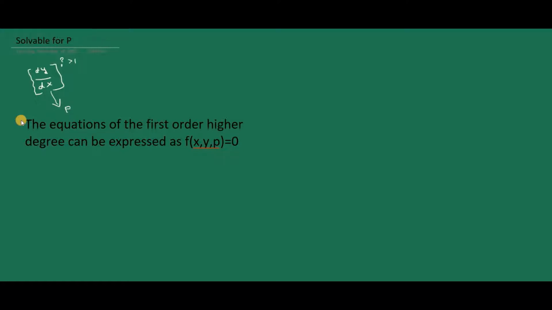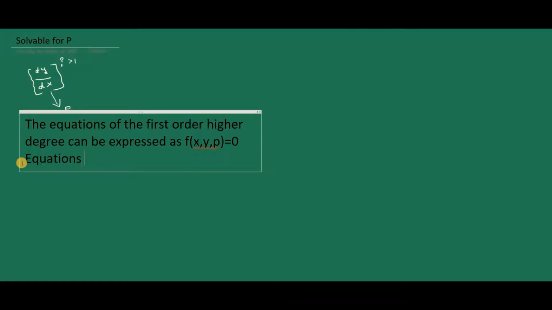Now there are many types of equations which are of the first order but not first degree, considered as equations solvable for p, equations solvable for y, equations solvable for x, and Clairaut's form. So today we will start with equations solvable for p.